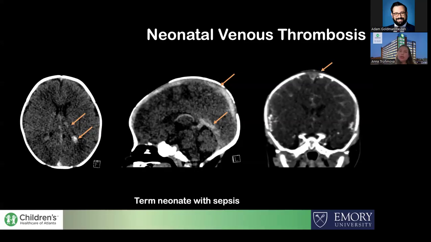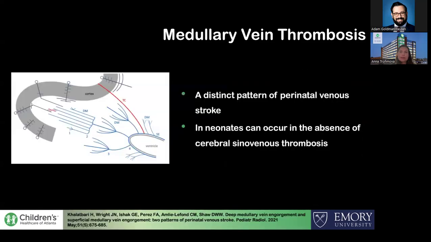But again, it's really challenging to definitively call it a sinus thrombosis, or at least say that it's concerning for that just on non-contrast CT due to, again, the normally hyperdense appearance of those structures in neonates. And that's why obtaining a venogram, like in this case, a CT venogram, which nicely demonstrated the filling defect within the superior sagittal sinus, is really helpful to confirm this diagnosis.